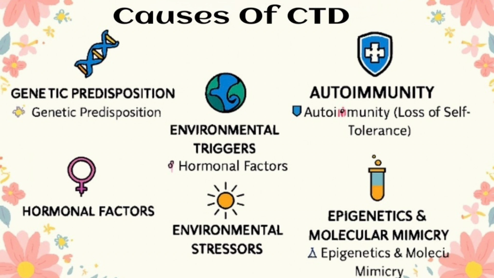Epigenetics and molecular mimicry. These are subtle but powerful forces shaping immunity. Epigenetic changes like DNA methylation can silence regulatory genes and cause loss of tolerance. Molecular mimicry happens when pathogens express antigens resembling host proteins, leading to cross-reactivity. A classic example is streptococcal M protein mimicking cardiac myosin, resulting in rheumatic fever. Epstein-Barr virus nuclear antigens resemble self-antigens and can trigger autoimmunity in genetically predisposed individuals.